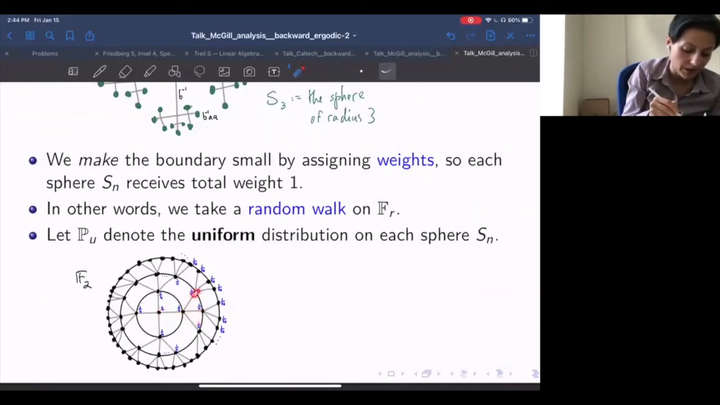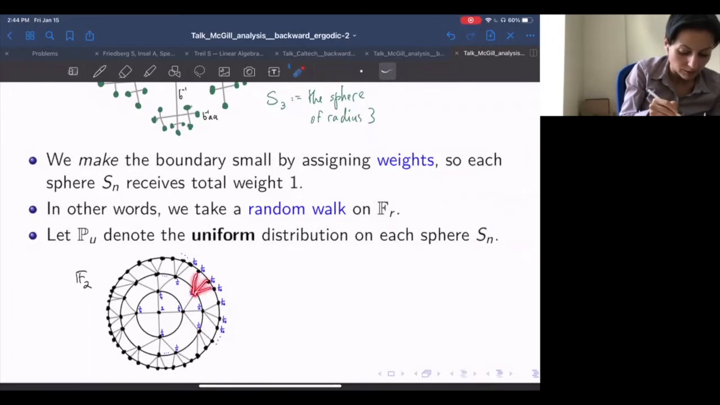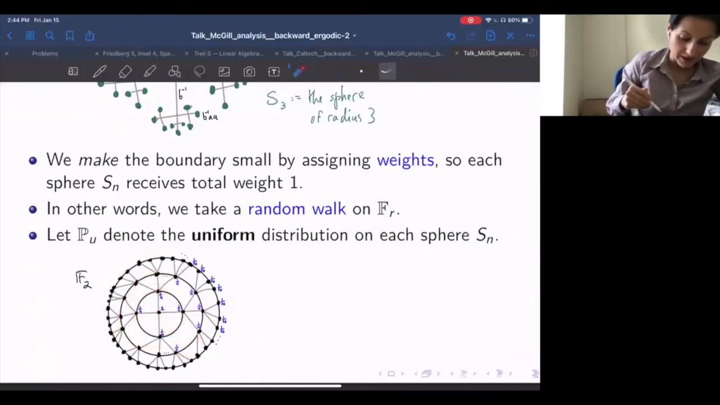So here, the weight of this point, the probability of appearing at this point, is 1/12. And so on. So you have equal probability here, equal here. So this is equal distribution. And so this becomes a distribution on each sphere. So here is like the one distribution. This is the uniform distribution. Okay, and each sphere adds up to 1. So yes, it's a random walk assignment of weights.